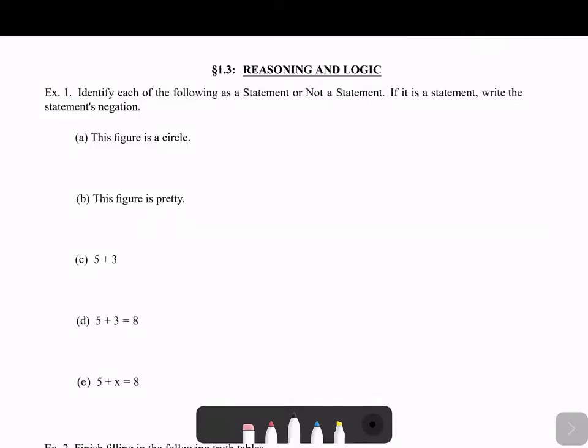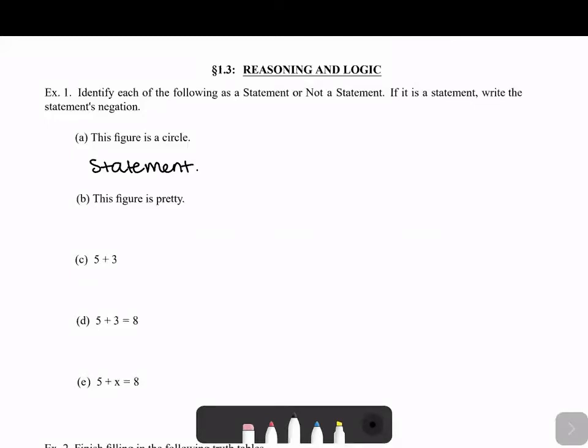So the first one that we have is the statement that the figure is a circle. If we're given a figure, we make the statement, this figure is a circle. Based on whatever figure we're given, yes, this can be objectively true or false. So this is a statement. So now, if it's a statement, we need to write the negation. So remember, negation just says to change the sentence so that it has the opposite truth value.